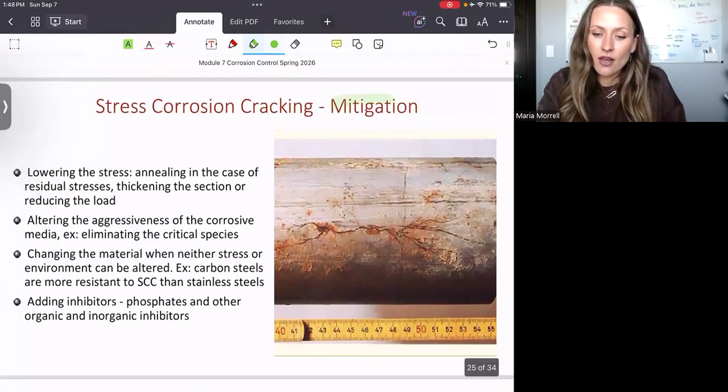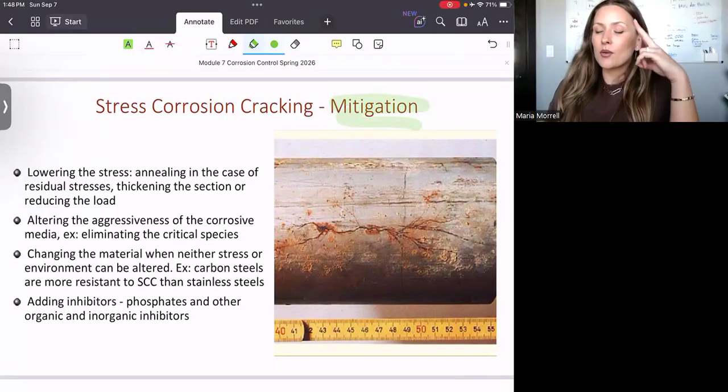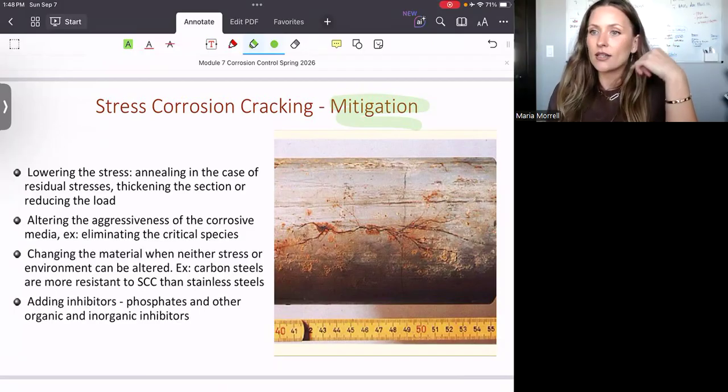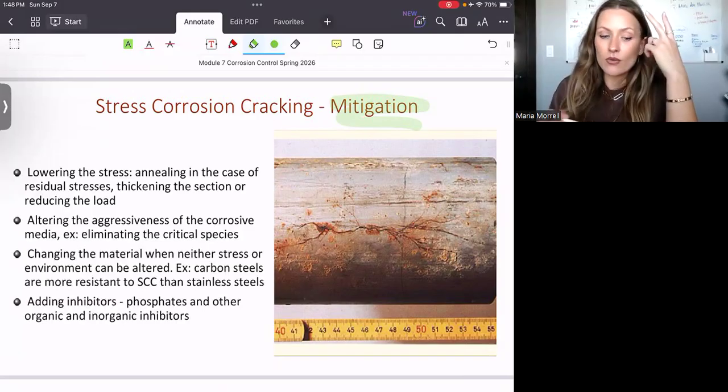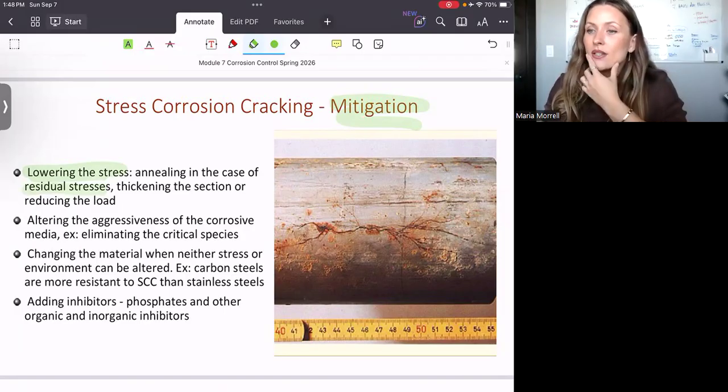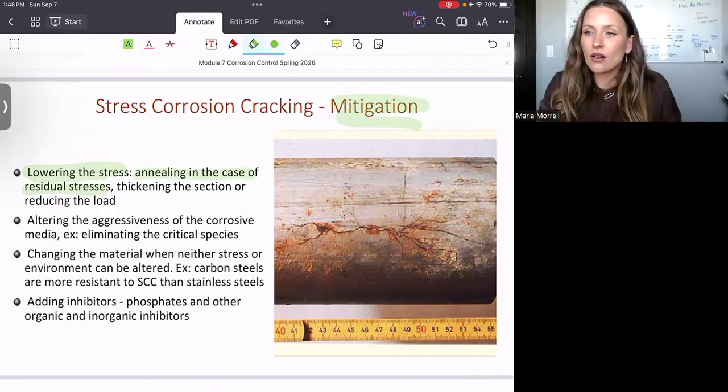Now, how would you mitigate that? Well, first thing, because we know that there are two components to stress corrosion cracking, right? And that is the stress and the corrosiveness of the environment. That means that we can alter both, right? We can either lower the stress, right? So let's say if we talk about the residual stresses, these are the residual stresses that are introduced, let's say, during cold working, right? That means we can anneal the material to eliminate this residual stress, right?